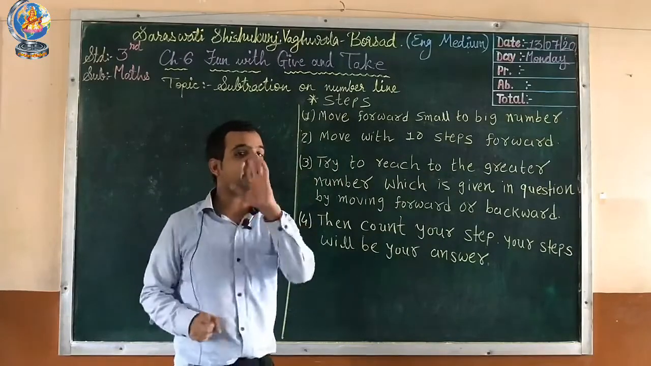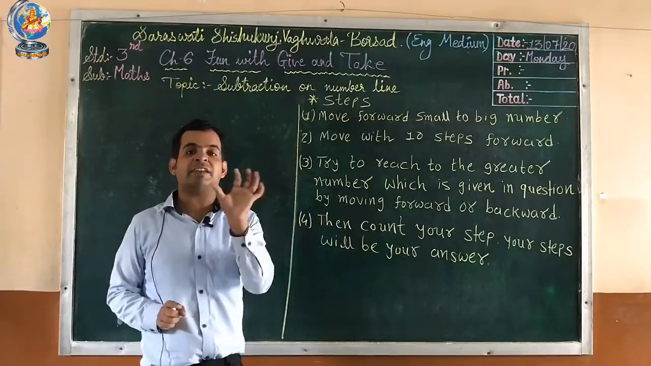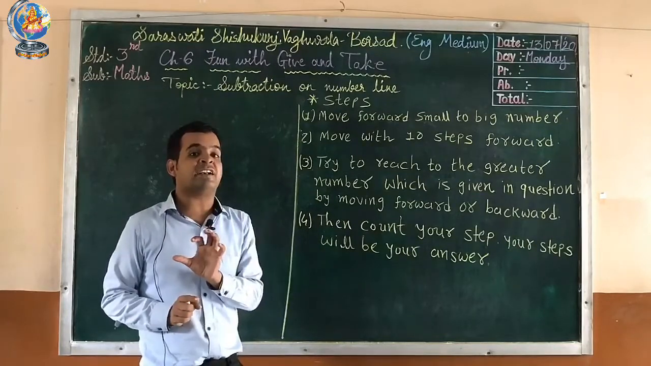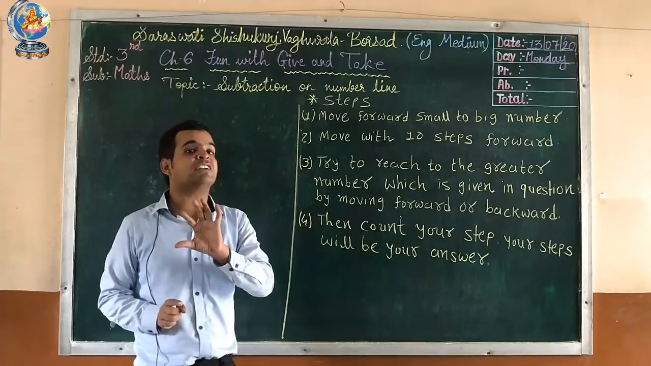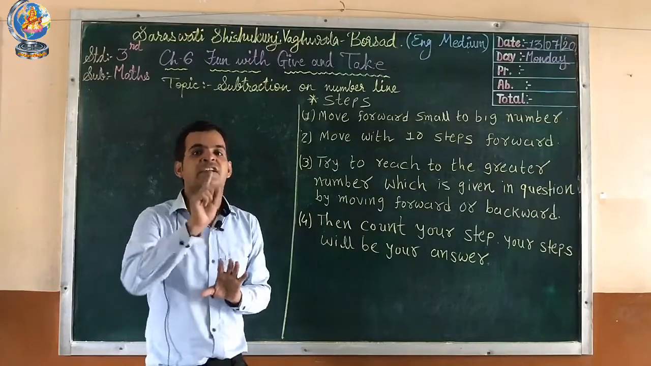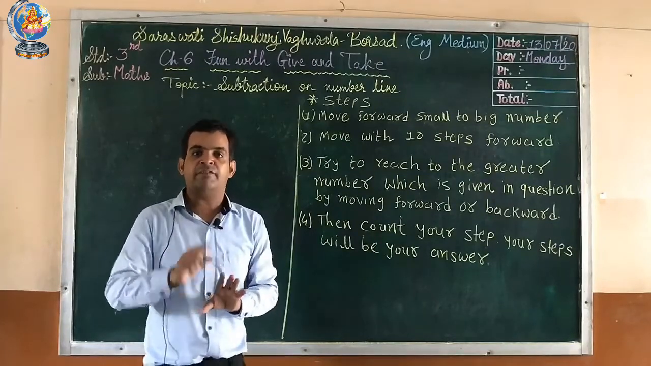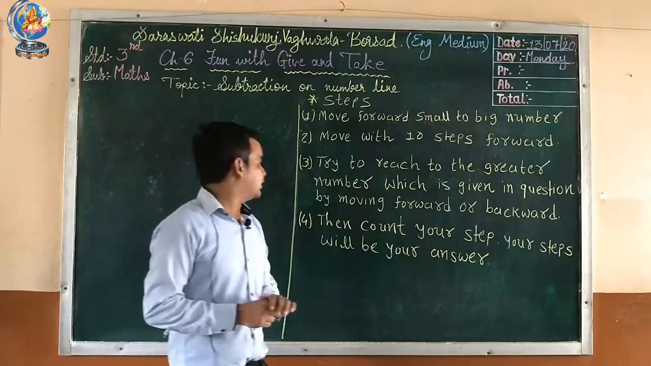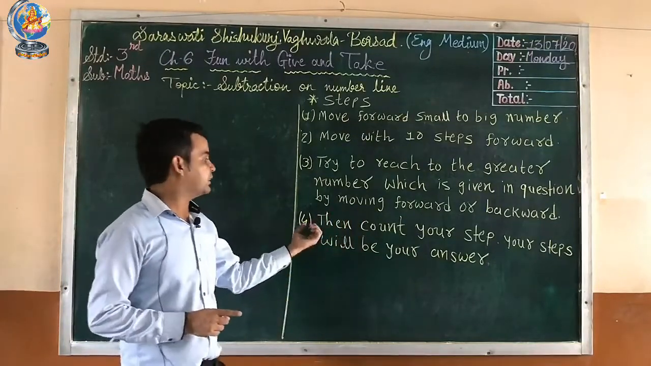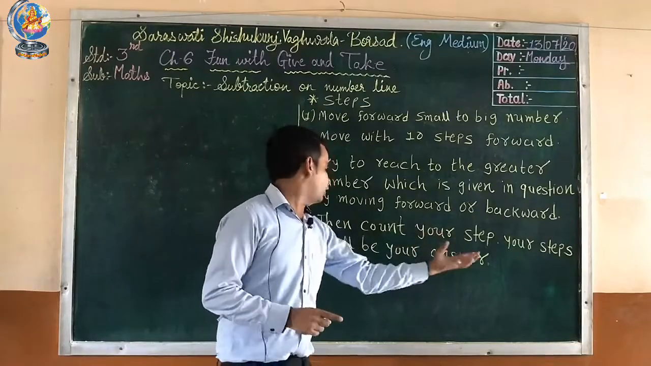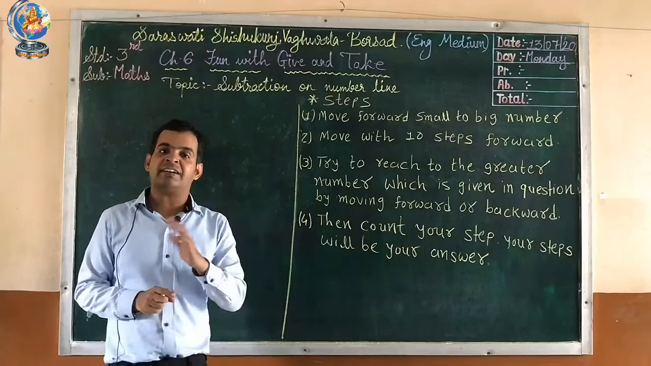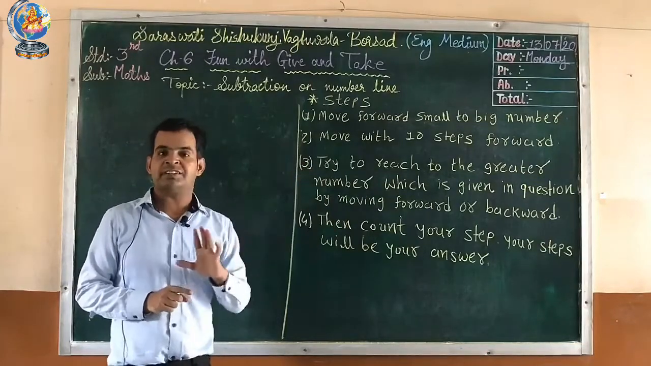For example, 25 minus 15. Which is the greater number? 25, and the smaller number is 15. So we have to start from 15 and reach up to 25. Then the fourth step: count your steps, and your steps will be your answer. So now let's start our sums according to these steps.